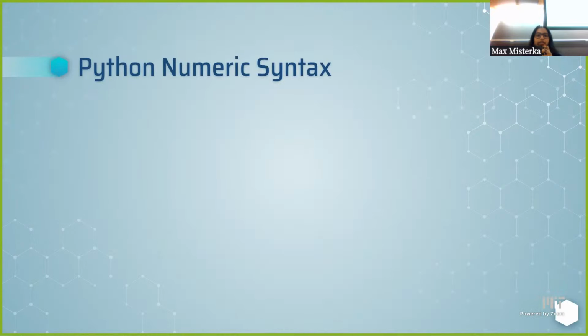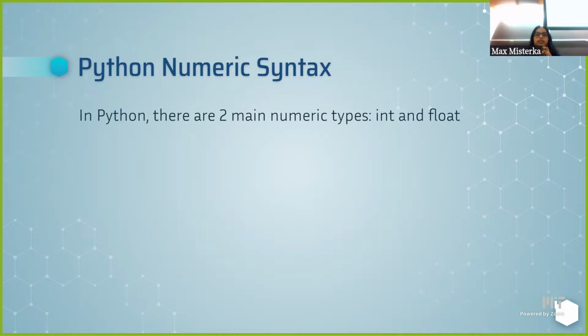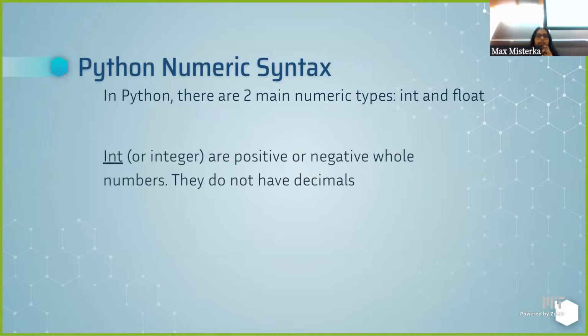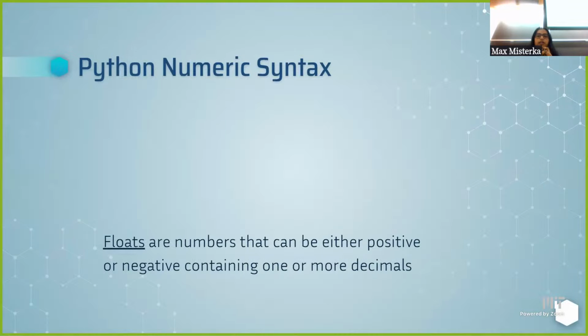So now looking at numeric syntax. In Python, there are two main types of numeric that I will go over, which are int and float. So int, or integer, those are positive or negative whole numbers. They don't have decimals. And then floats are numbers that can be written as either positive or negative, and they can contain one or more decimals.